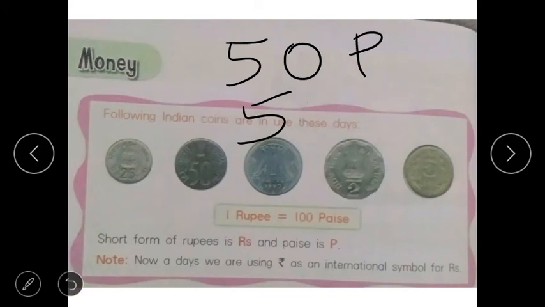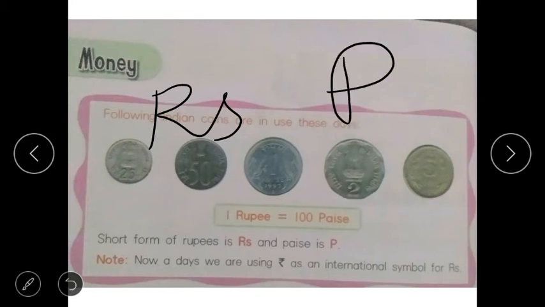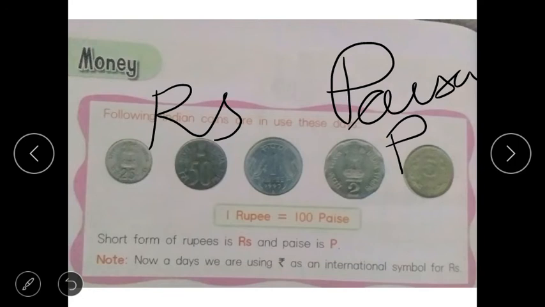The short form of rupees is RS. In short, rupees is written as RS. And P stands for paisa. Instead of writing paisa, if we write only P, when we talk about money, it means paisa.